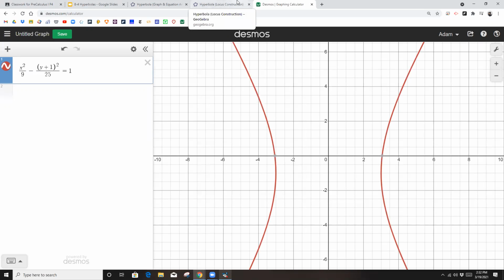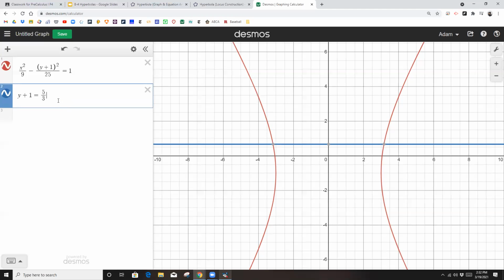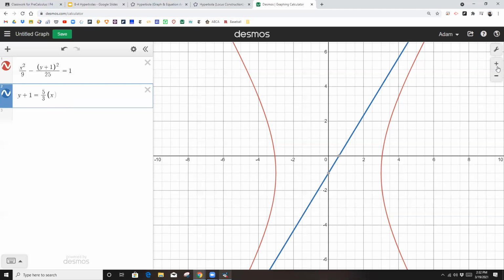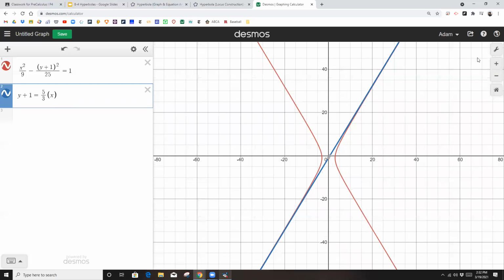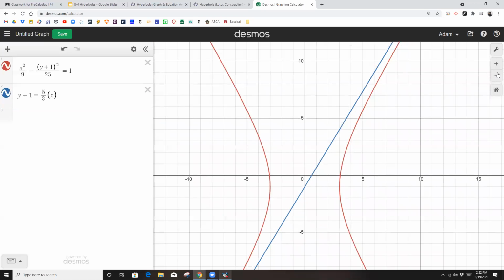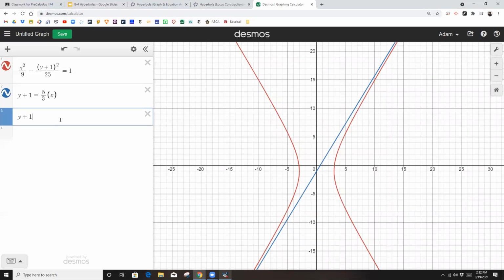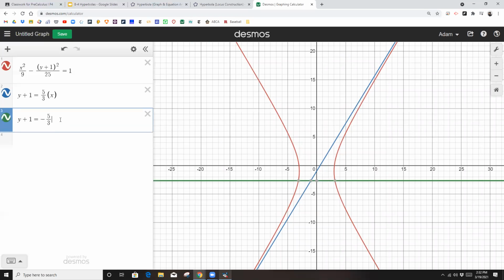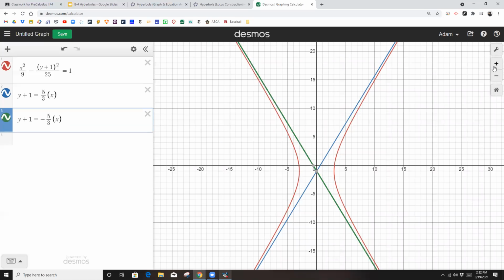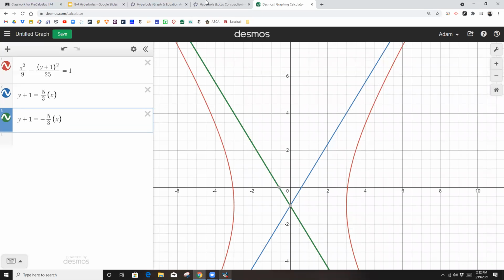Now you can't check everything. You can't check the focus. You can't check the asymptotes, but you could graph the asymptotes. Like this would be y plus 1 equals 5 over 3 times x. And if that's one of your asymptotes, you could tell that it works because the hyperbola is getting infinitely closer to it. And then the other one would be y plus 1 equals -5/3 times x. So you can also check the asymptotes by graphing them and seeing if they look correct. And the co-vertices, you could probably check too by looking at these points.